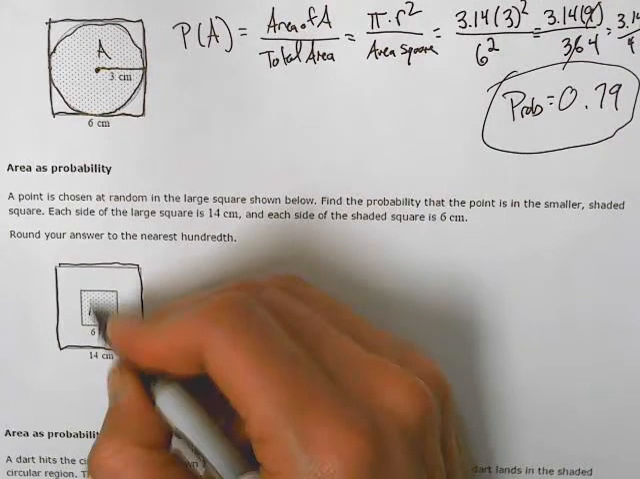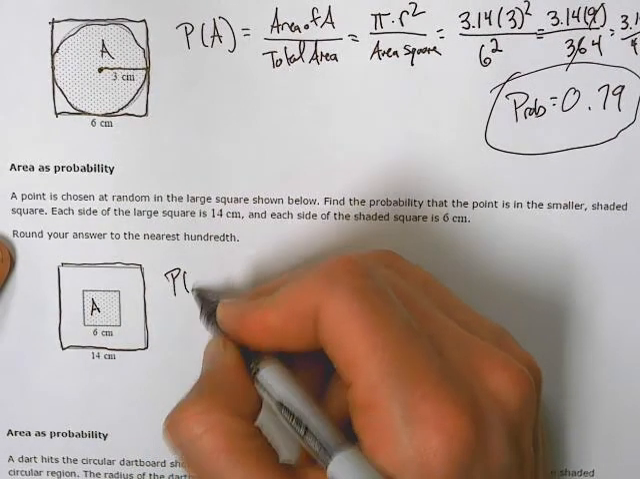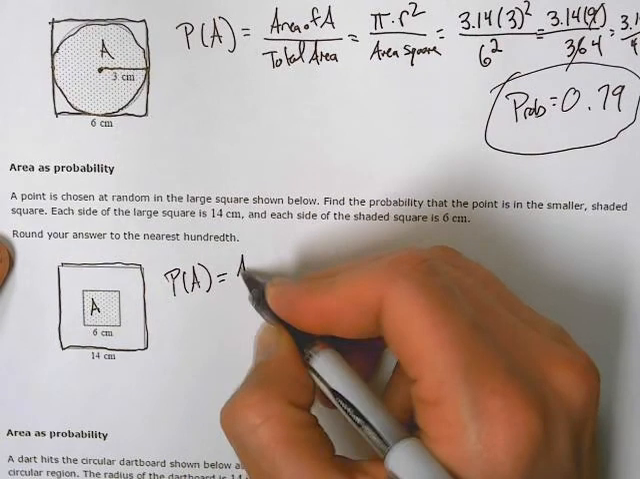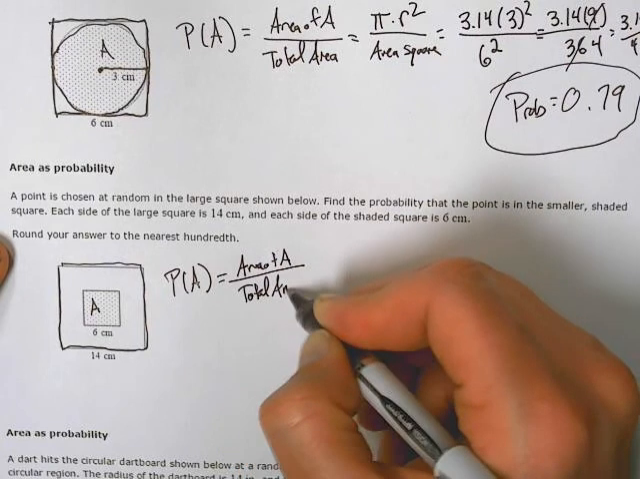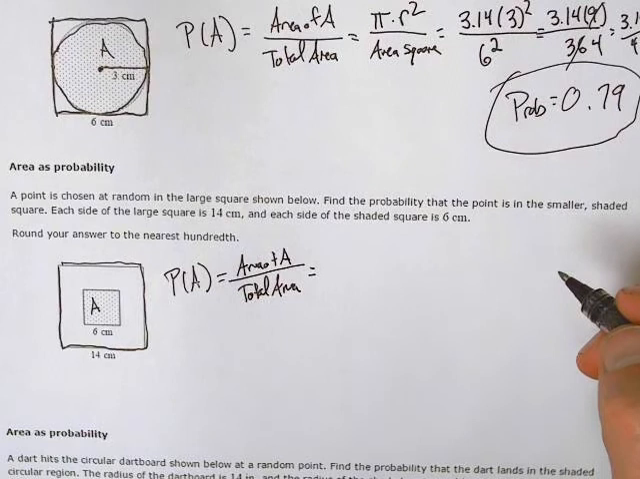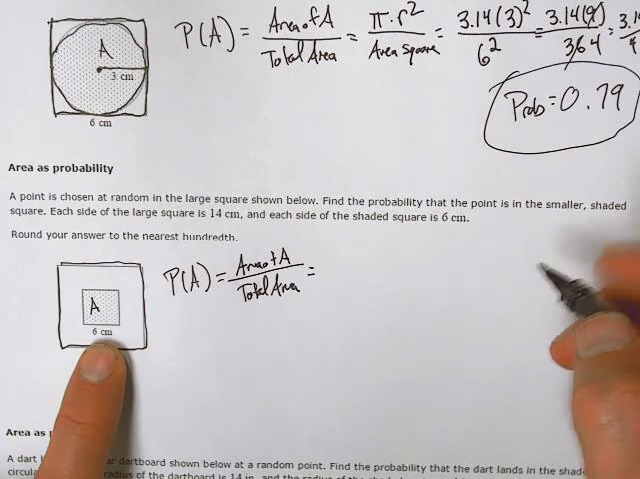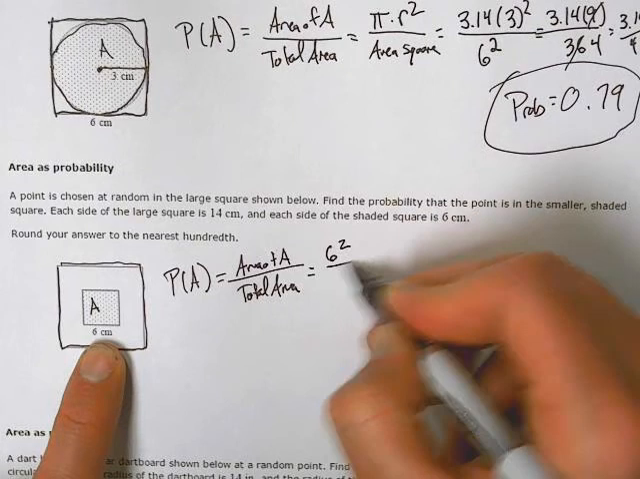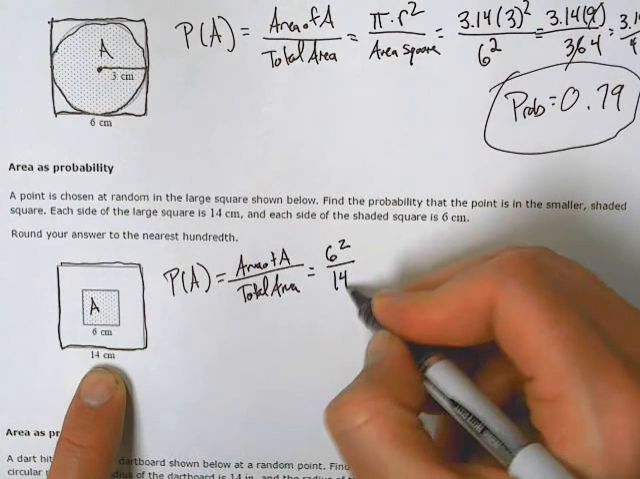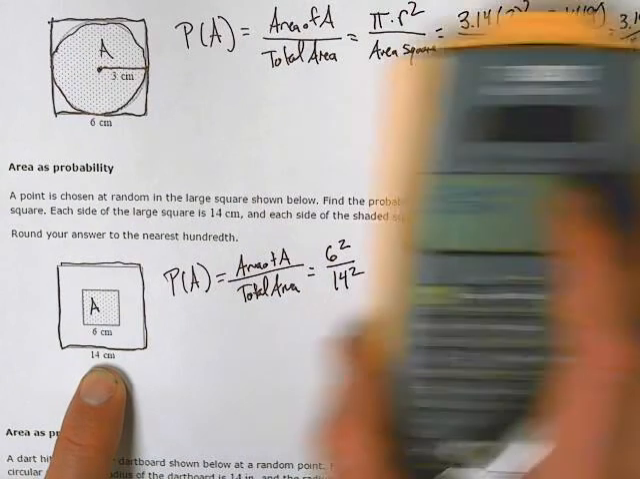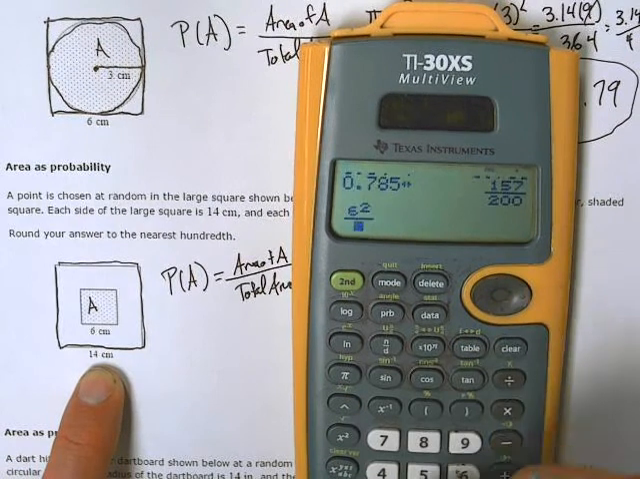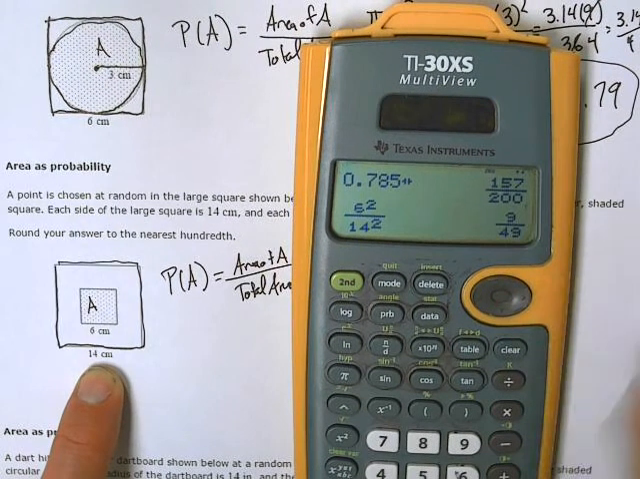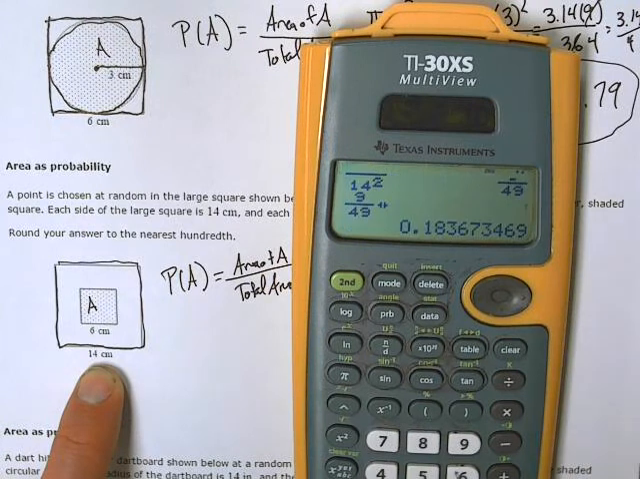So this is my area A that I want, so the probability of getting A would just be the area of A over the total possible area, which if you think about it isn't that so bad. So the area of A is just going to be 6 times 6, or 6 squared. The area of the whole thing is 14 times 14, or 14 squared. So use your calculator if you want. That'd be 6 squared over 14 squared. And that would be 0.18 if I round to the nearest hundredth.